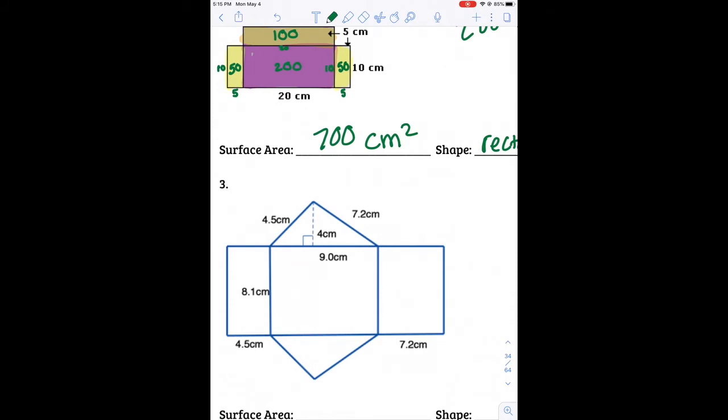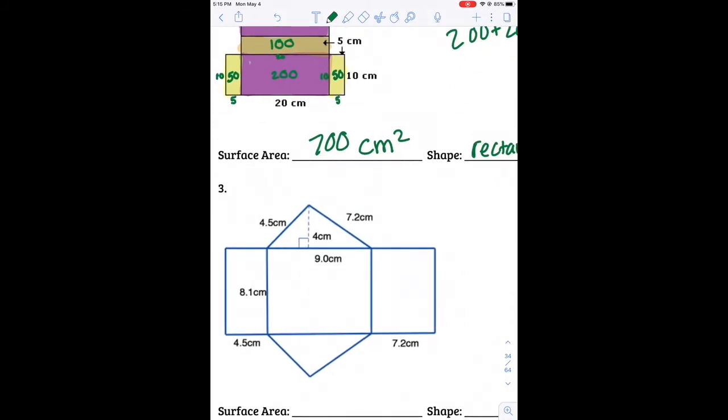In a prism, you can assume that the bases are exactly the same. So I can assume that this yellow guy and this yellow guy are exactly the same. And there's 2 bases in a prism. But since this is not made up of entirely rectangles, I see that there's some triangles involved. We can't assume that the rest of the sides are all equal.